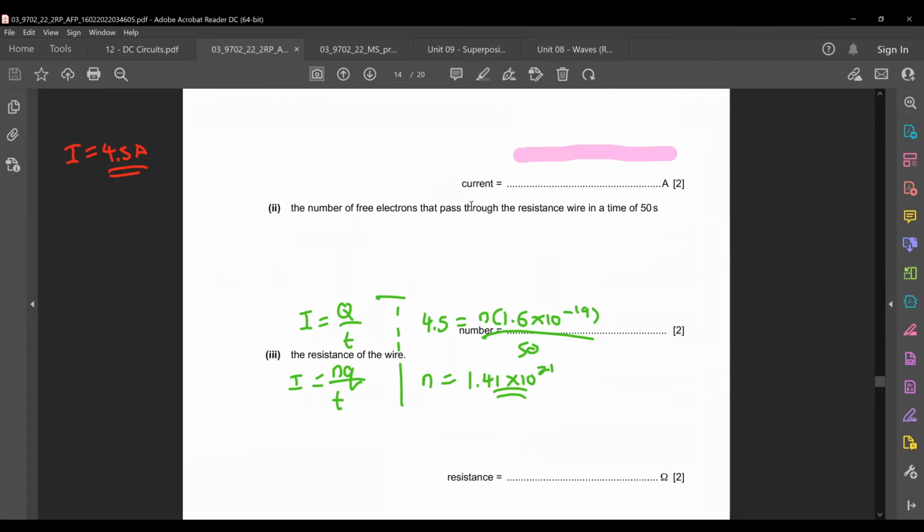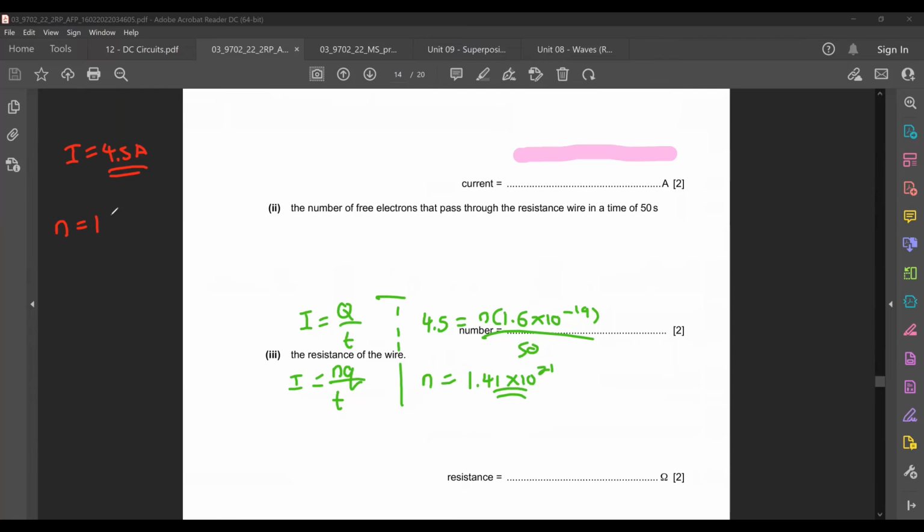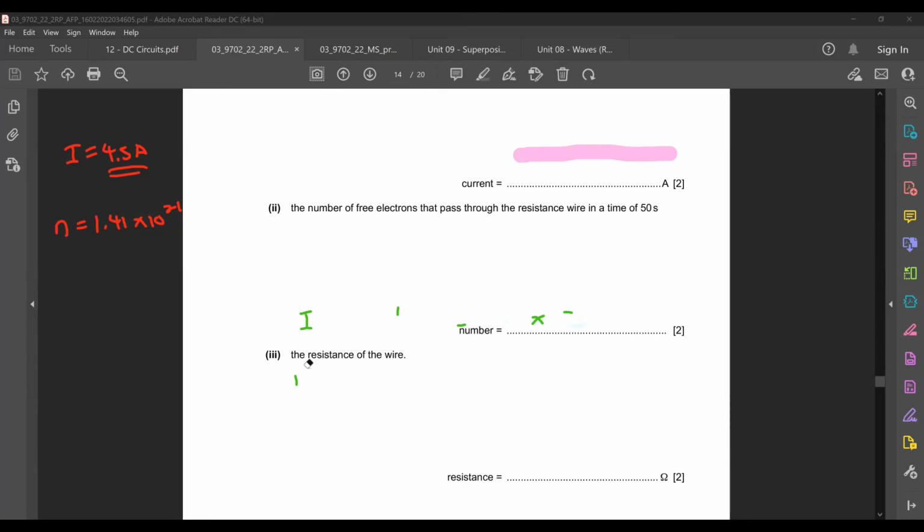And then next, find out the resistance of your wire. This one shouldn't be that difficult. Resistance of the resistance wire, you can actually just use P equals V squared over R. Your power is 36, your voltage is 8. You can find out your resistance easily.